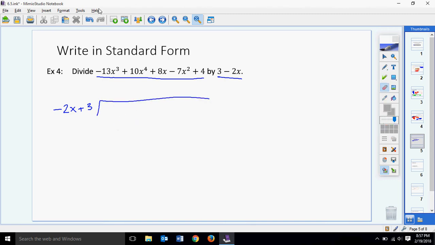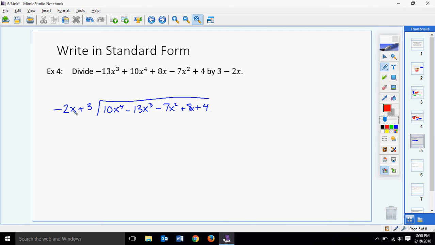Now inside here, oh no, goes my standard form polynomial. So the highest order is a positive 10x to the 4th. The x to the third term is minus 13. There's a minus 7x squared. And then an 8x. And then a positive 4. So now that it's in standard form, I'm ready to do my long division.